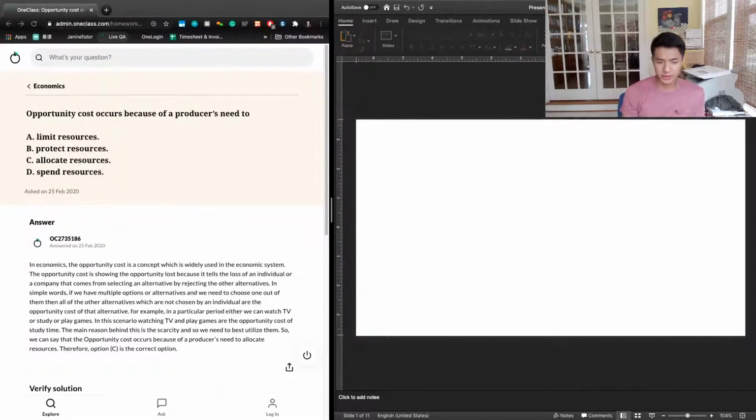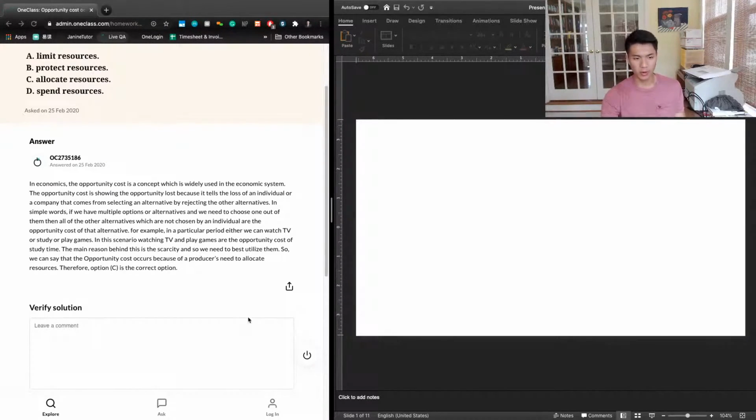For example, in a particular period, either we can watch TV or study or play games. In this scenario, watching TV and playing games are the opportunity cost of study time. The main reason behind this is the scarcity, so we need to best utilize them. So we can say that the opportunity cost occurs because of a producer's need to allocate resources, therefore option C is the correct option. Now, it's a good explanation.